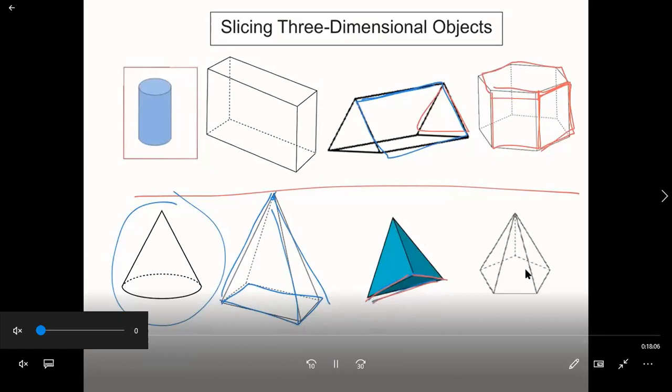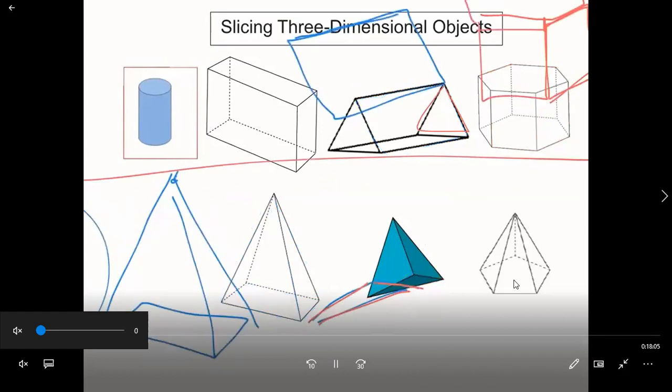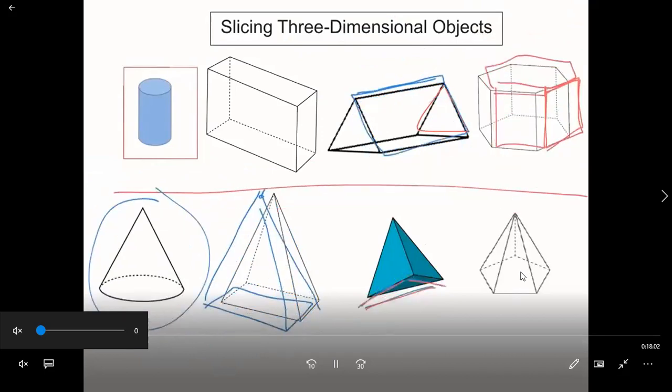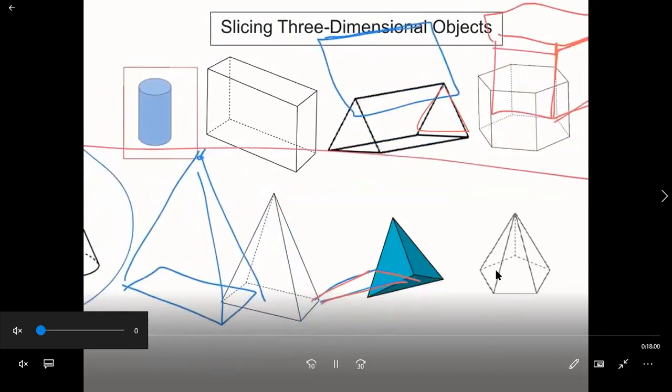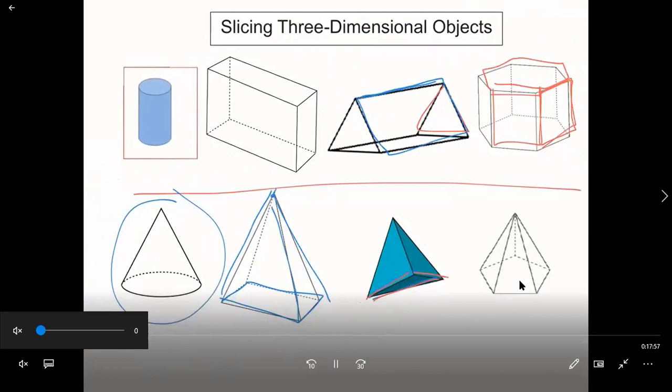Okay, if we move to the next one, the base here is what? 1, 2, 3, 4, 5. So it's a pentagonal pyramid. Then we will call the figure according to its base.